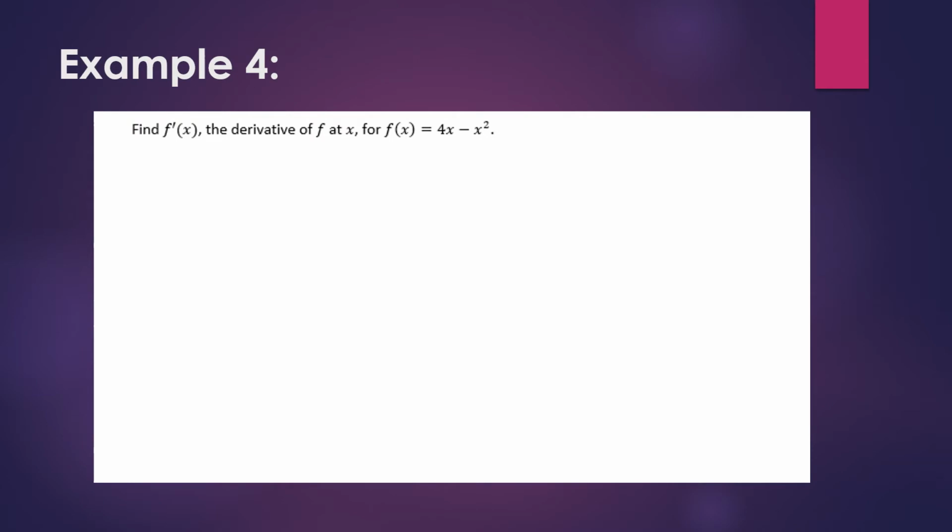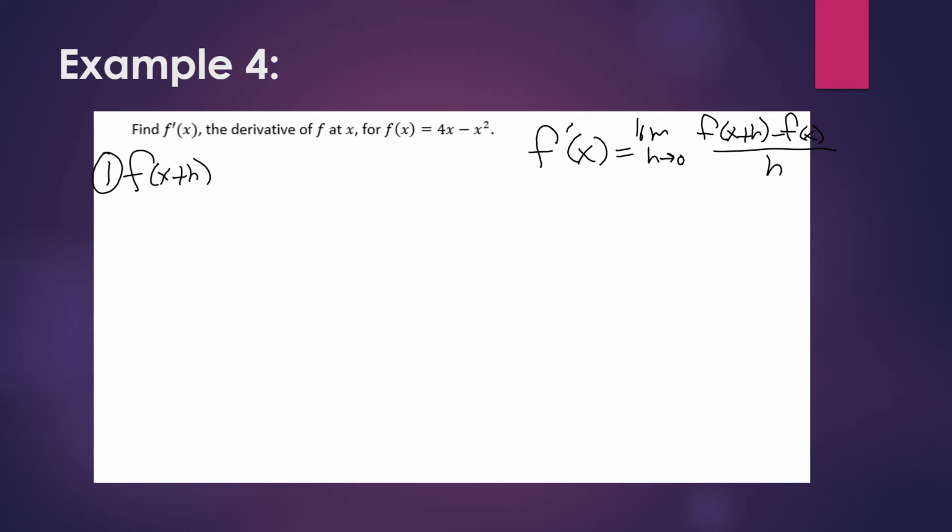So example 4 here, they say find f prime, or the derivative of f at x, for f of x equals 4x minus x squared. So remember, the derivative of this is the limit as h approaches 0 of f of x plus h minus f of x all over h. So if we want to use the four-step process, which is what I recommend, the first thing I'm going to do is find out what is f of x plus h.